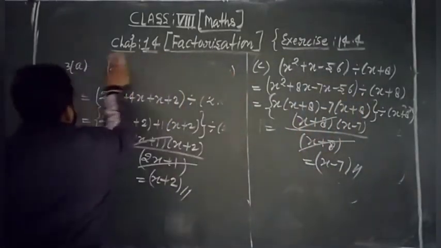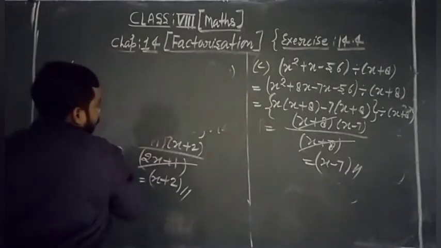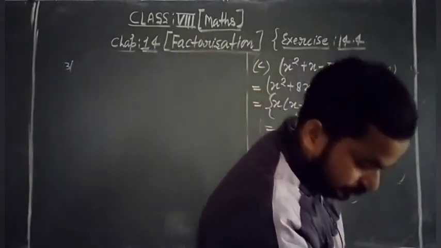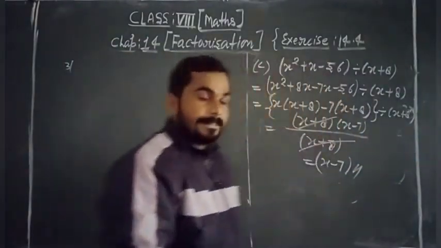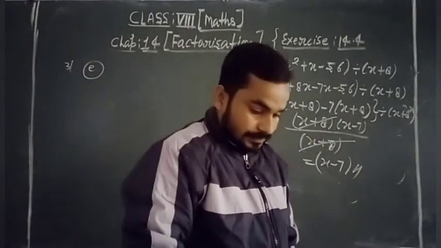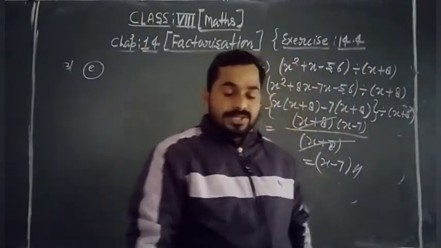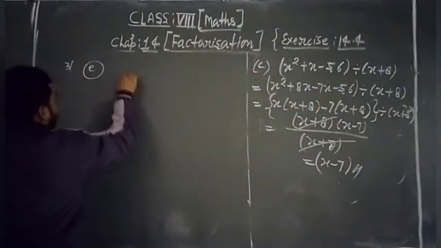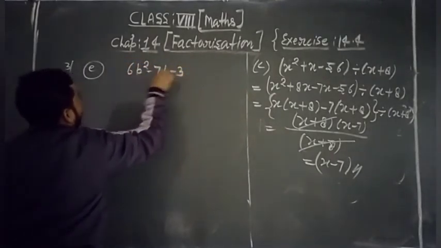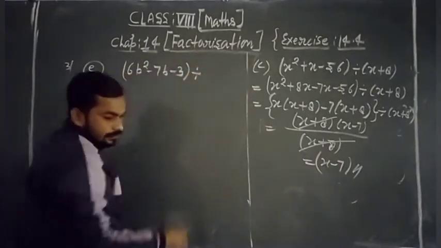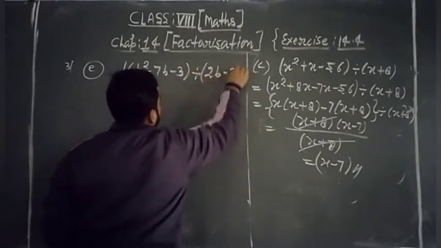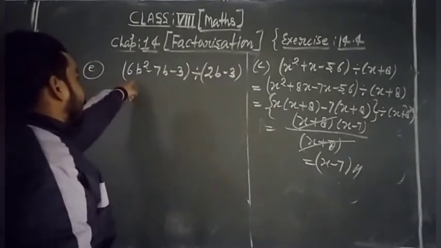Now take the next part of this question. Question number 3, part E: 6b square minus 7b minus 3, divided by 2b minus 3. So first we have to factorize this.